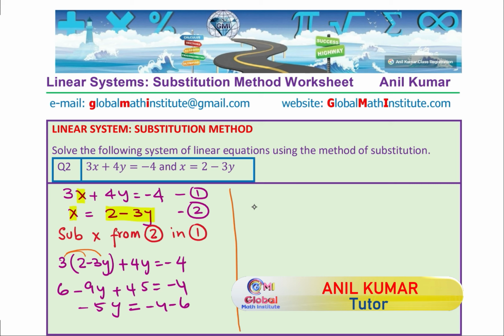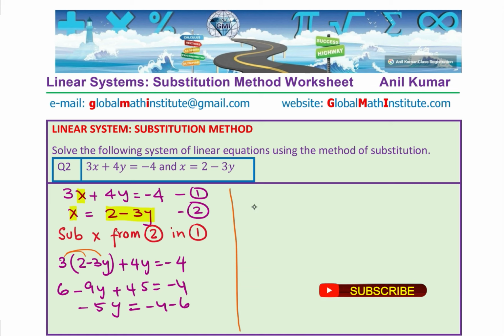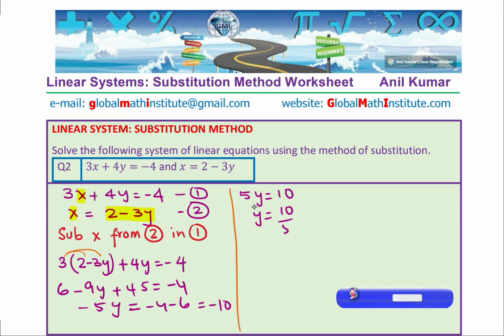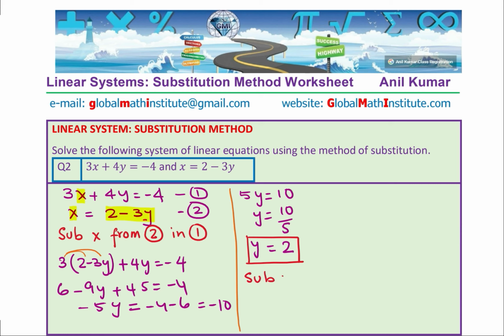Now let us divide by 5. So let me rewrite this equation as 5y equals, this is minus 10, so I'm multiplying by minus and writing this as 10. So that gives me y equals 10 by 5, or the value of y is 2. Once you get the value of y, we have part of the solution, and we'll substitute this value of y back into our equation to find x. So we substitute y equals 2 in equation 1. Is that clear to you?